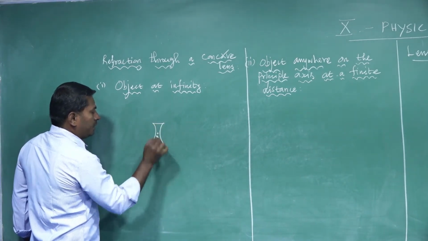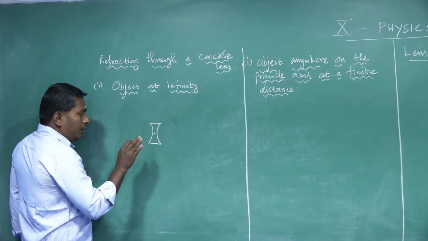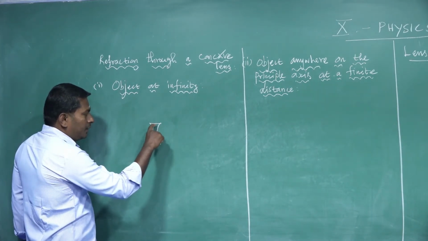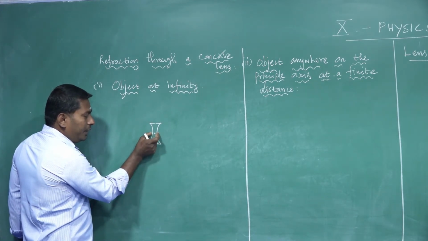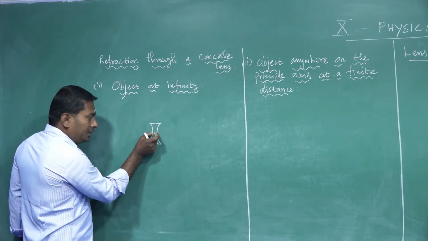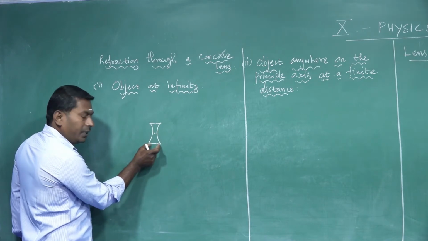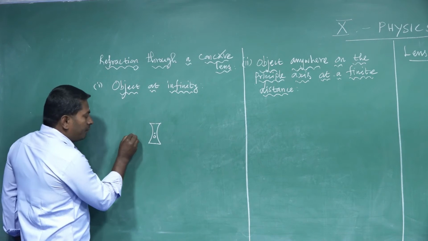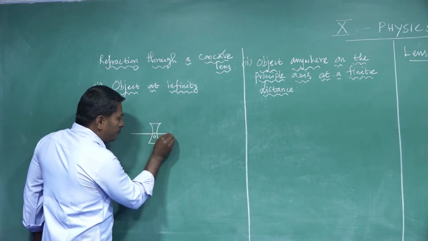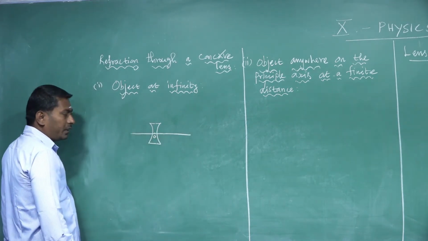It is a concave lens. Concave lens is thicker at the edges, thinner at the middle. See, at the middle, it has a thin shape, but the outer edge is thick. Optical center of the concave lens. Principal axis of the concave lens.